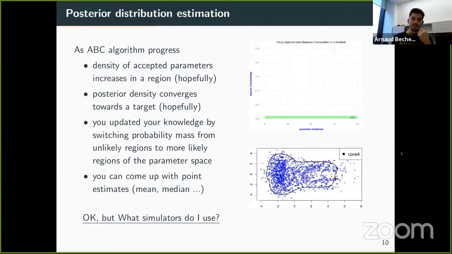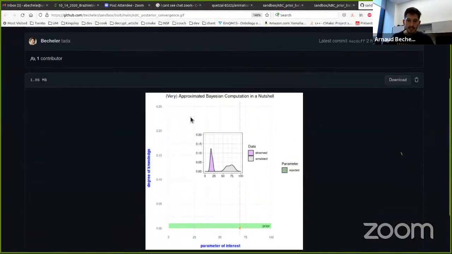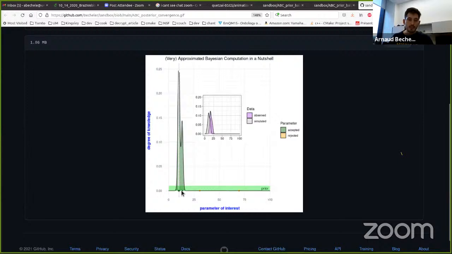Also, what happens is that as the simulations go on and you simulate data and filter them, you begin to update your knowledge by switching probability masses from unlikely regions to more likely regions of your parameter space. And you can come up with point estimates, that is, when you compute the mean or the median of your posterior distribution. And what I will show you here is exactly that. You begin your simulations. When you have enough points, you begin to make this density estimation of your accepted parameters, and the more points you have, the better the estimation of your posterior distribution is.